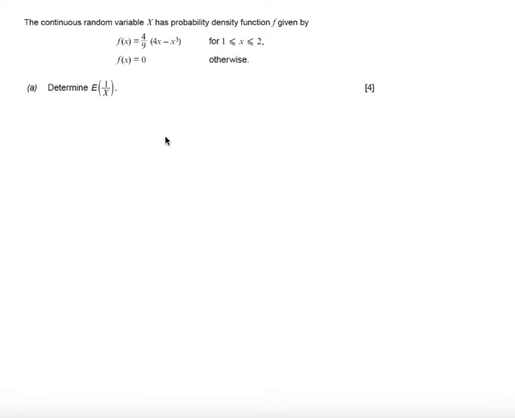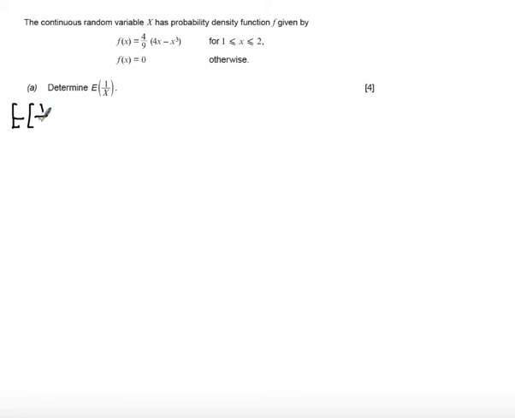In this question, we're told the continuous random variable x has probability density function f given by f of x is 4/9 of 4x minus x cubed for x between 1 and 2. f of x is equal to 0 otherwise. Part A says to determine the value of the expectation of 1 over x.